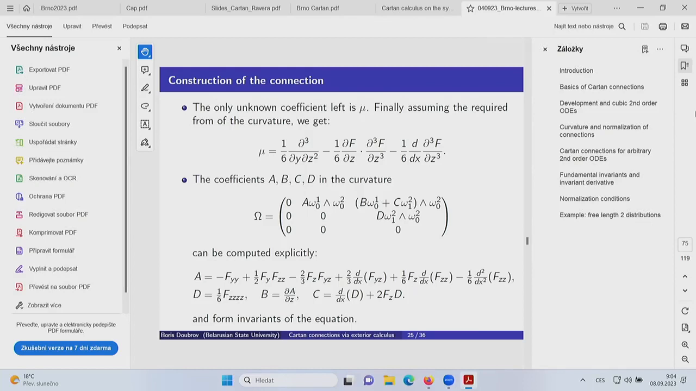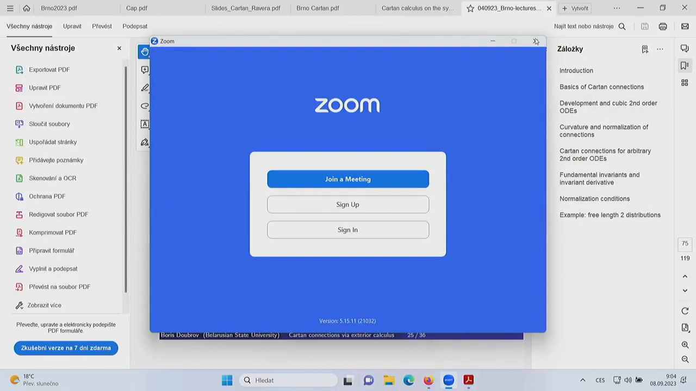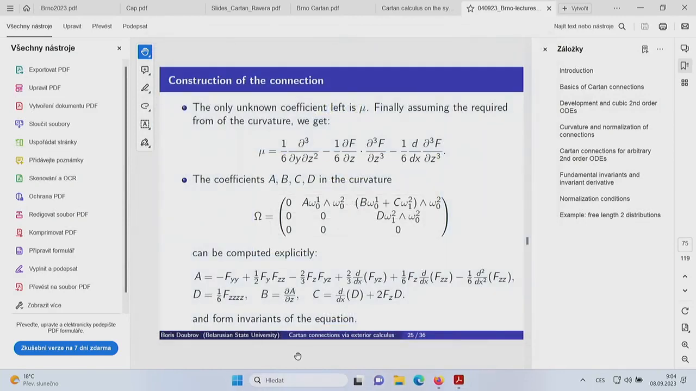Sorry, yeah. I will just start a Zoom. Well, right? I can speak about slides a little bit.